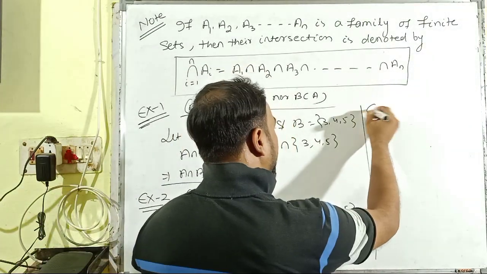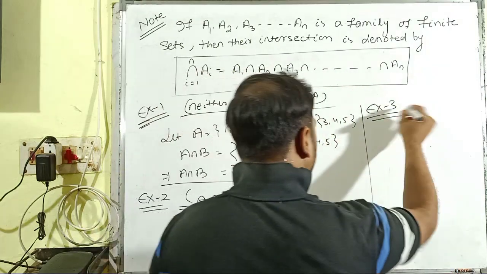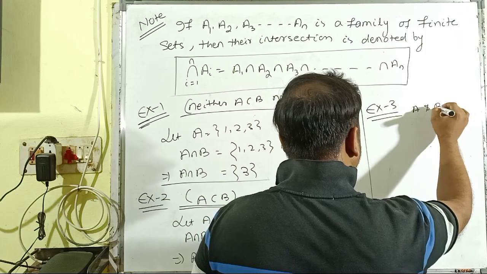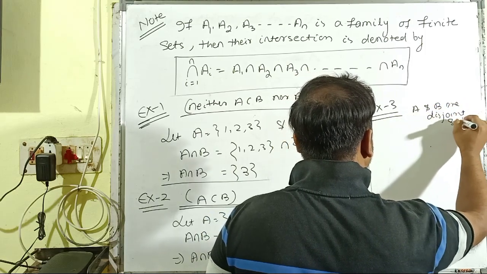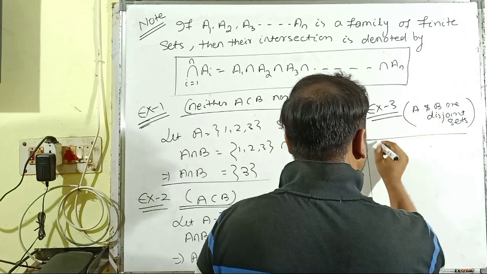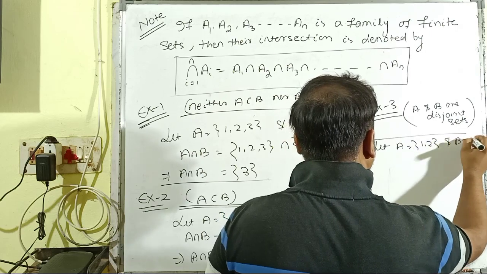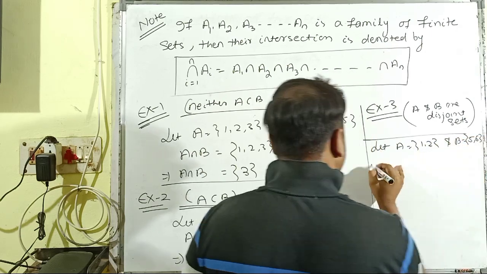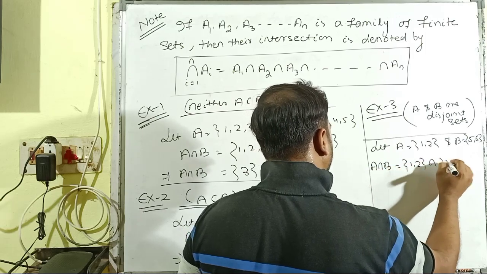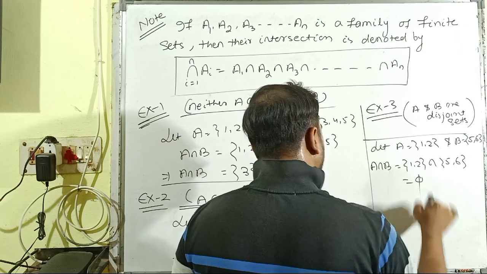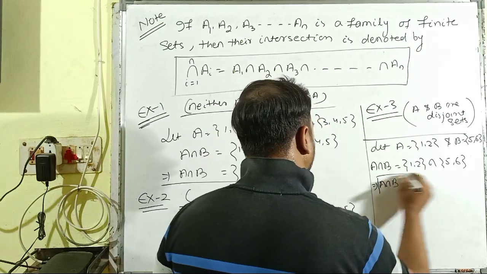Then moving towards the last example, based upon the intersection of A and B, where A and B are disjoint sets. Disjoint sets means they have no common elements. So let A be equal to {1, 2} and B equal to {5, 6}, and here A intersection B is equal to {1, 2} intersection {5, 6}, and the intersection of A and B is the empty set, phi.